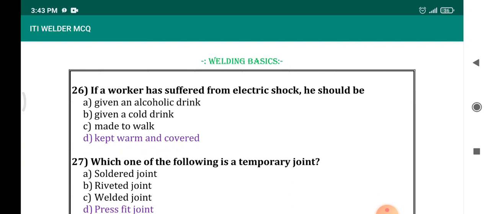If a worker has suffered an electric shock, he should be... It's a question from the safety aspects of welding. Option A, given an alcoholic drink. Option B, given a cold drink. Option C, made to work. Option D, kept warm and covered. After getting an electric shock, the operator or the supervisor should be kept warm and covered.